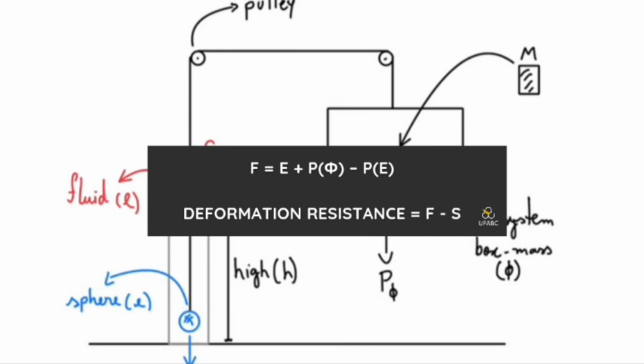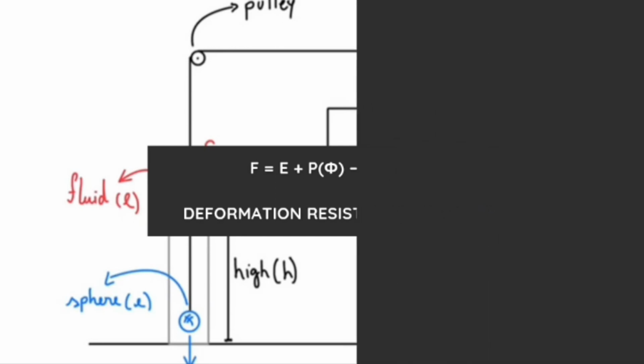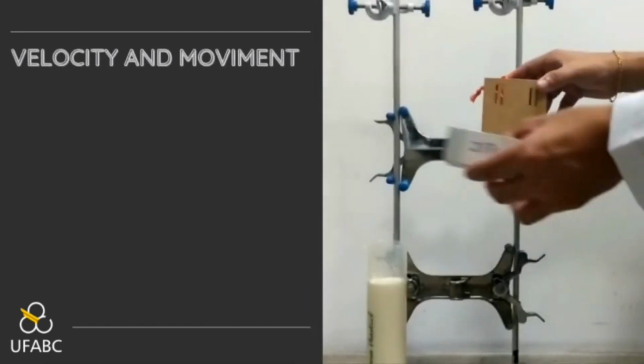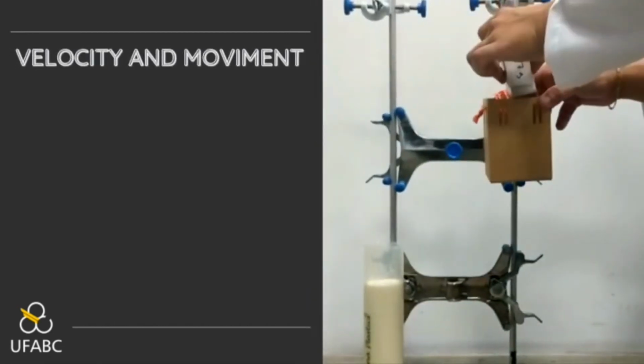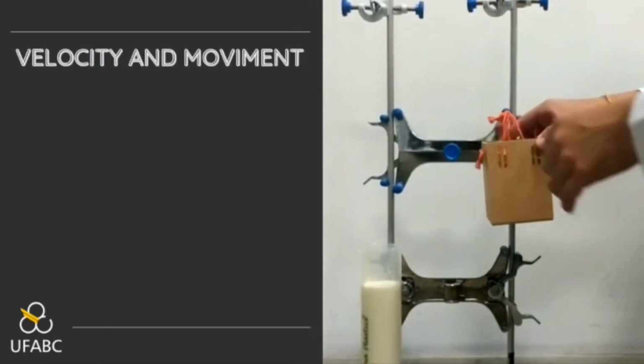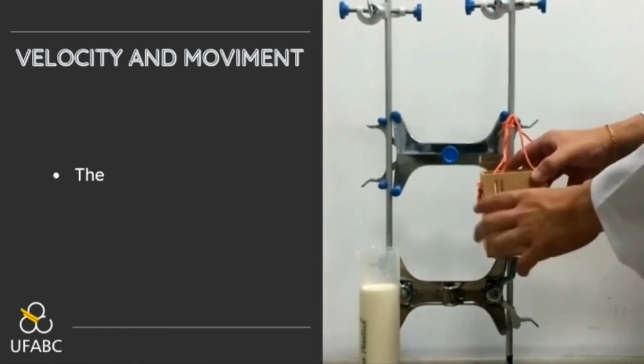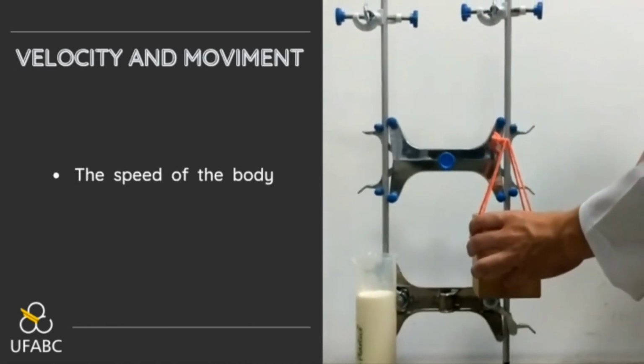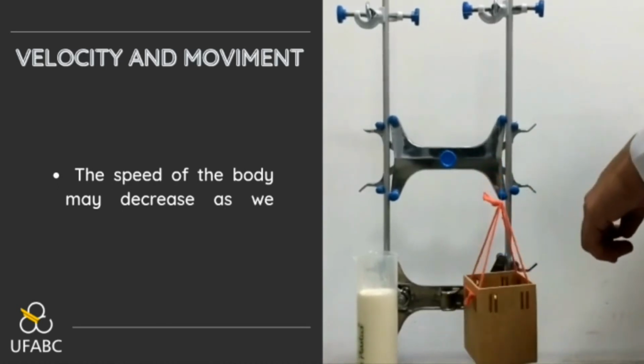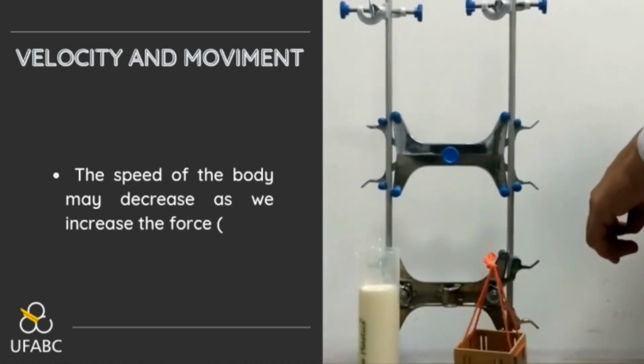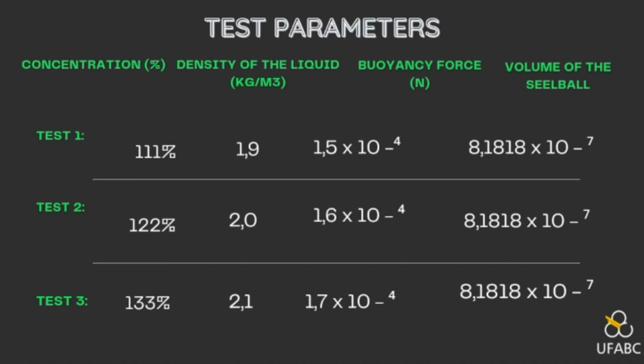We cannot measure the value of the resistance force that will act in a body as a response to the applied shear stress, but we can measure the velocity of the body and see how this force impacts the movement. So we can measure the shear stress applied and the speed of the body, considering that the speed of the body may decrease as we increase the F force. For all tests, we use the same parameters, only changing the fluid concentration and assuming the mass is not one of the main parameters of the test.